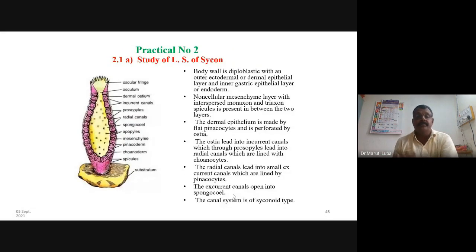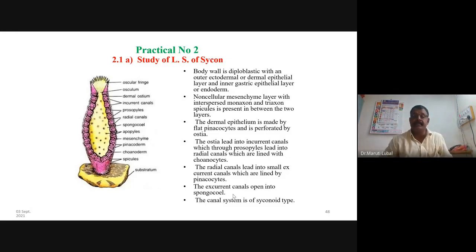Now this is practical number 2. LS of Sycon, longitudinal section of the Sycon. If we take the longitudinal section of Sycon, we can see this type of structure. The body wall is diploblastic with an outer dermal epithelium layer and inner gastric epithelial layer, also called as endoderm. A non-cellular mesenchyme layer with interspersed monaxon and triaxon spicules is present in between two layers.